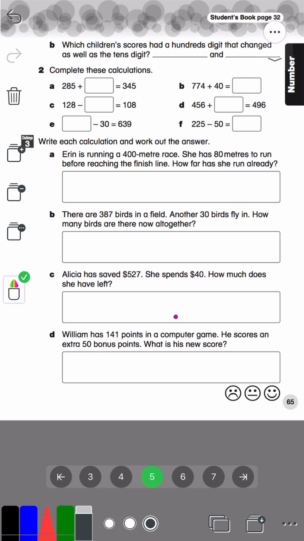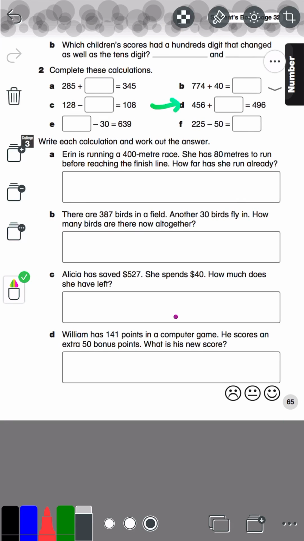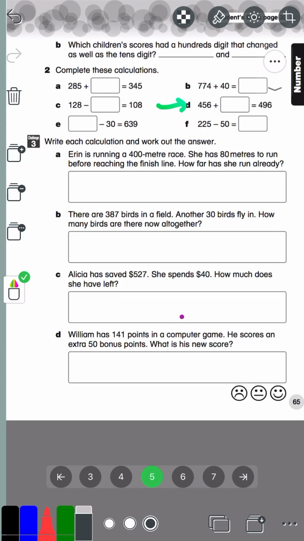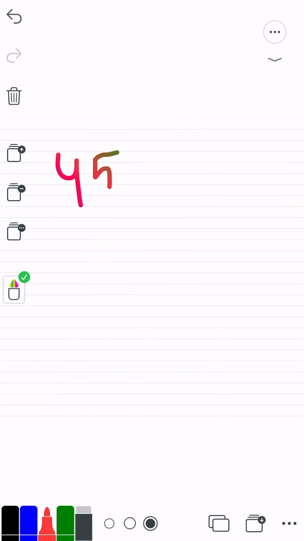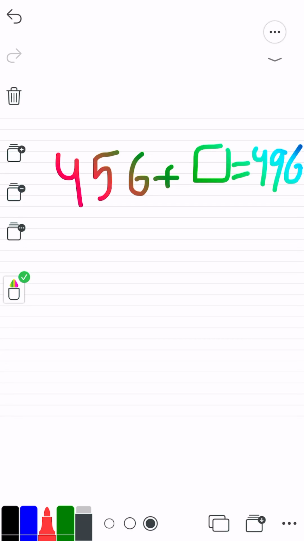Let's take this question because we have a missing number in addition. 456 plus what equals 496? And this is so obvious. Why? Look, the tens has changed. So how many tens do you see the difference between 9 and 5? How many tens did we add to 50 to become 90?